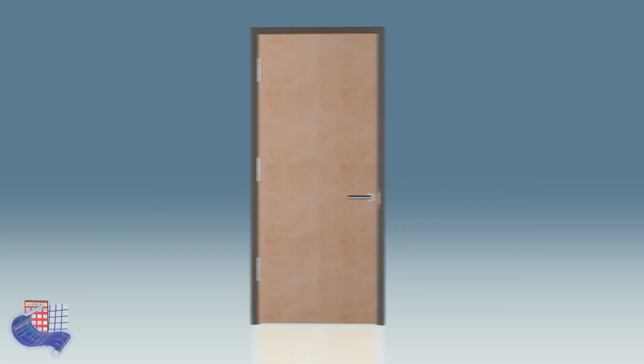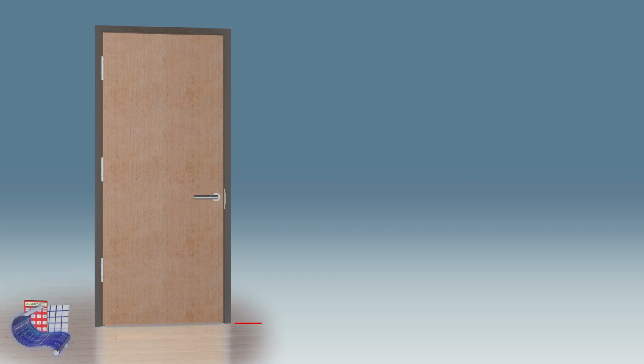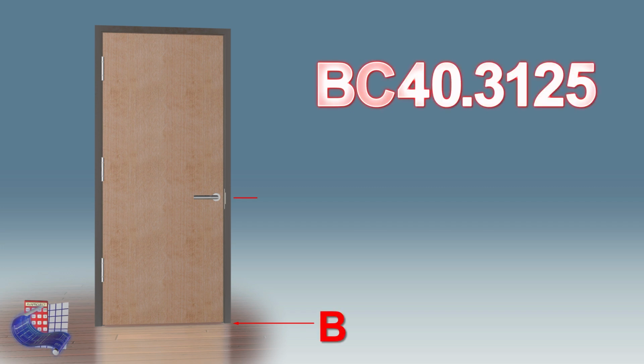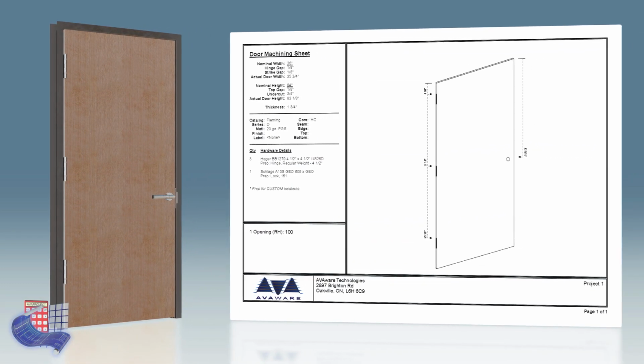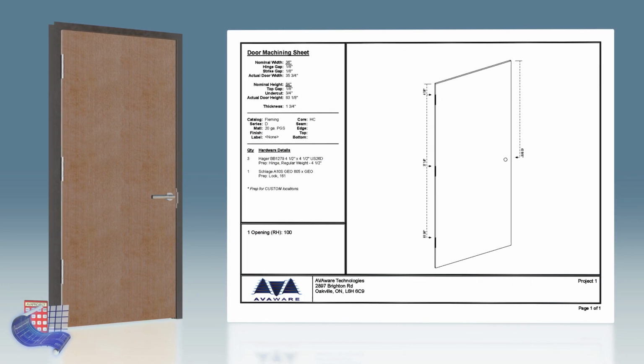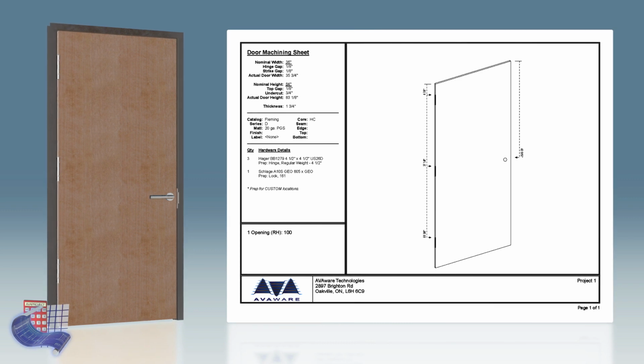Lock sets are similarly located, typically from the bottom of the opening or finished floor. BC 40.3125 indicates a positioning of 40 and 5/16 inches from the bottom to the center line of the lock set. This location information is used by AVAproject in order to generate reports such as the door machining sheets.